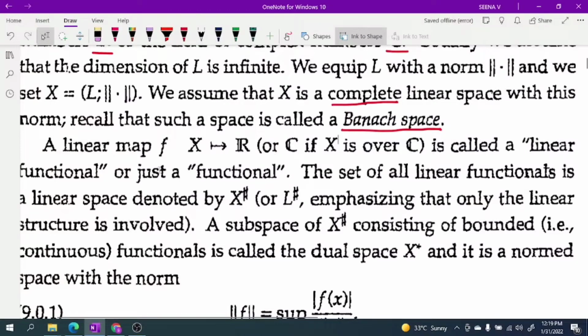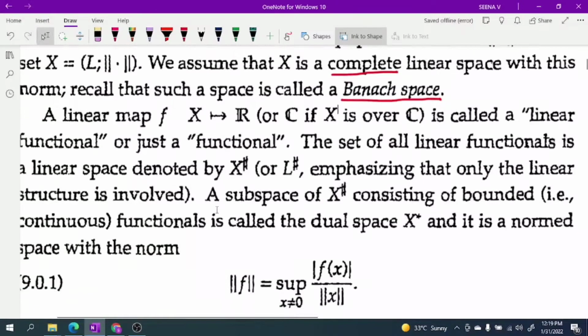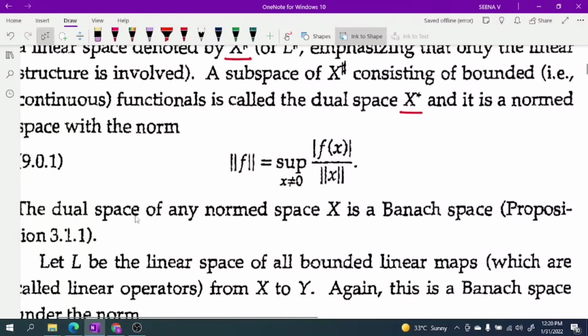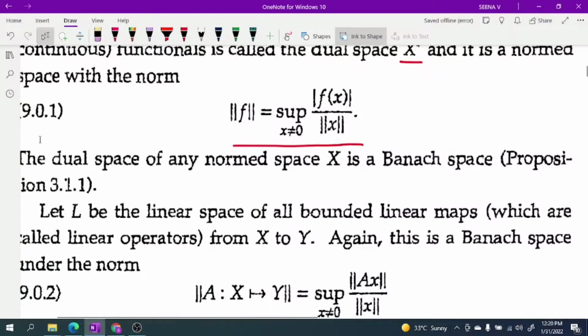Now the definition of a linear functional, and the set of all linear functionals is denoted like this, and the set of all bounded linear functionals is denoted as X star, and we define the norm of f as the supremum over x not equal to 0 of modulus f of x by norm of x. Okay, also we have a result: the dual space of a normed space is also a Banach space.